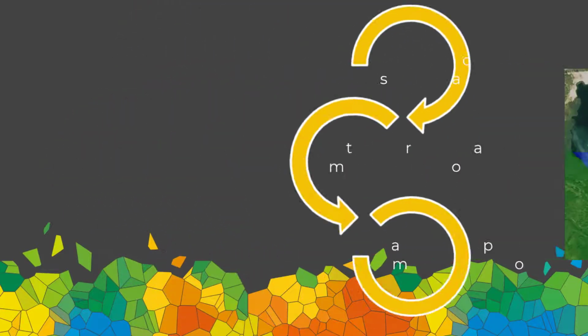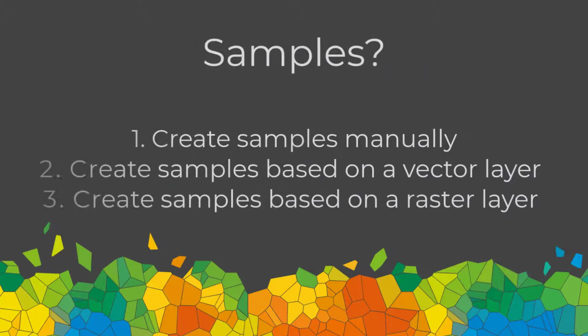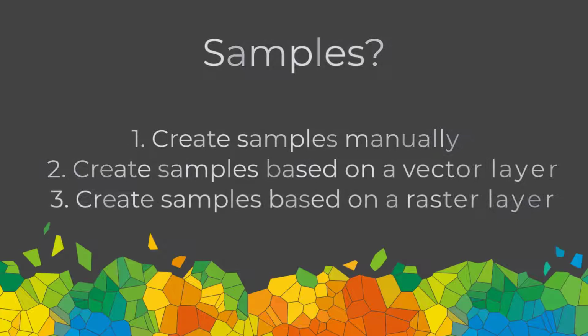I'm gonna show you 3 sample creation methods. First one is creating them manually. Second one is if you already have your samples as a vector file, you can load the vector file and convert it to samples in eCognition easily. And third, if you do have a raster as sample input, I'm also going to show you a way how you convert this to samples within eCognition, so eCognition understands that those are samples that you want to use to train a model.